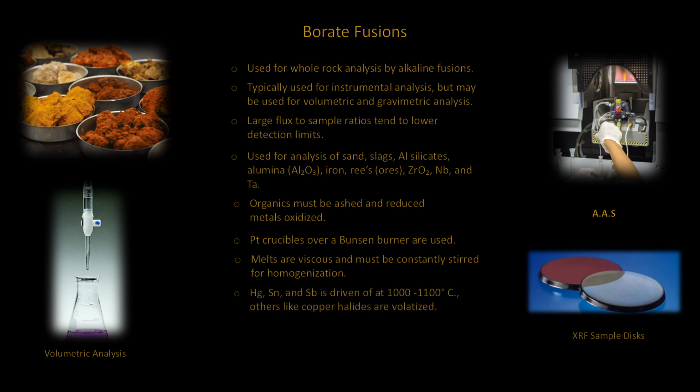Mercury, tin, and antimony will be driven off at temperatures between 1000 and 1100 degrees centigrade, while other compounds that form, like copper halides, are volatilized. Any resulting fusion cake can be dissolved by diluted nitric acid. The solutions can then be divided into aliquots of known values. That is to say, they can be divided into separate samples of known volumes. Last of all, borate fusions are the simplest, the fastest, as well as the most consistent approach to sample preparation.